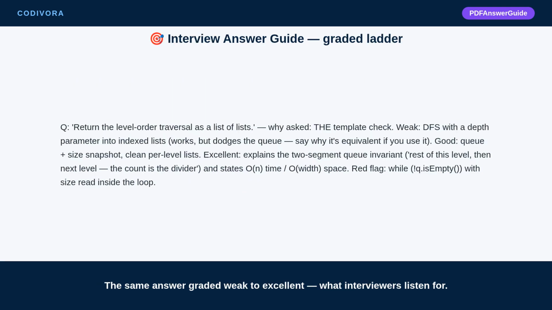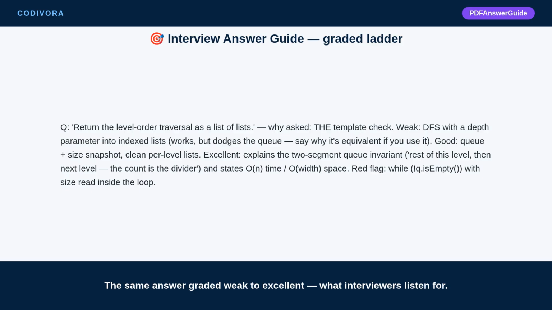Here is how the same answer is graded, from weak to excellent, so you know exactly what an interviewer is listening for. Question: return the level order traversal as a list of lists. Why asked: the template check. Weak: DFS with a depth parameter indexing lists. Works, but dodges the queue. Say why it's equivalent if you use it. Good: queue plus size snapshot, clean per-level lists. Excellent: explains the 2-segment queue invariant, rest of this level, then next level. The count is the divider. And states O(n) time, O(w) space. Red flag: while queue is not empty, with size read inside the loop.